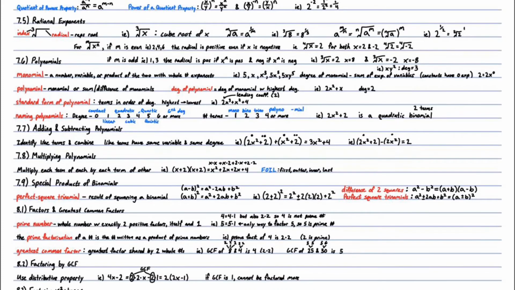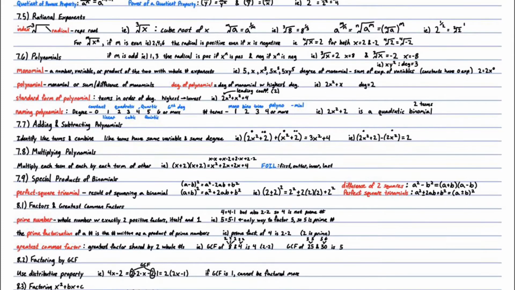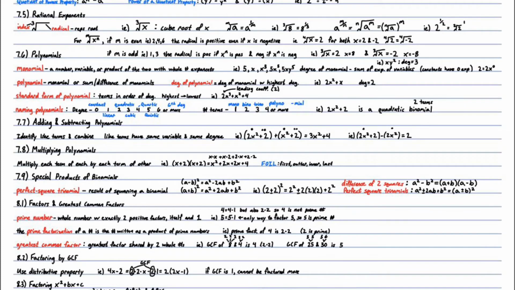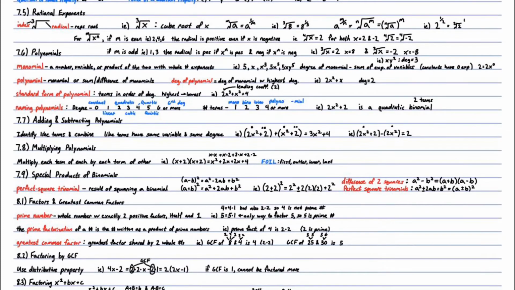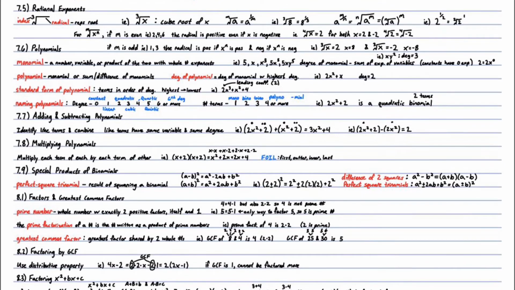Naming polynomials. By degree: 0 is constant, 1 is linear, 2 is quadratic, etc. By number of terms: 1 is mono, 2 is bino, etc. Adding and subtracting polynomials. Identify like terms and combine them. Like terms have the same variable and the same degree.